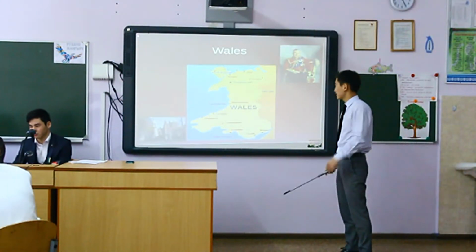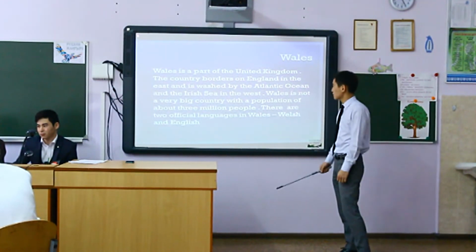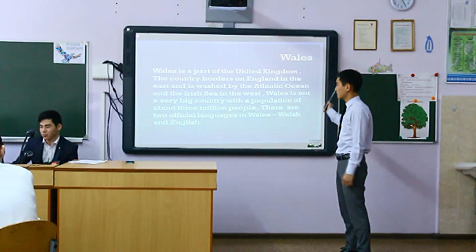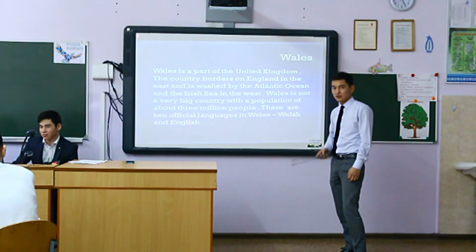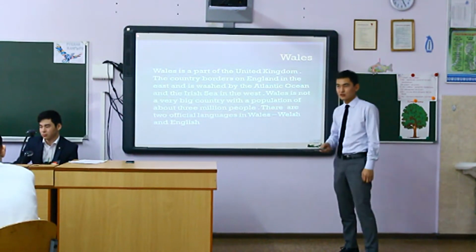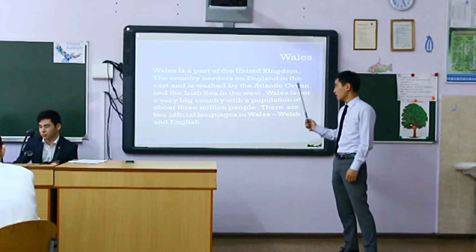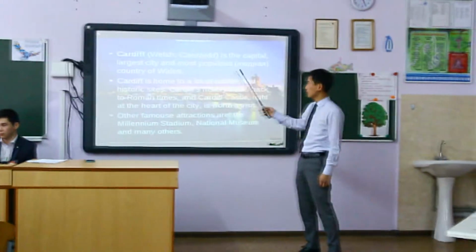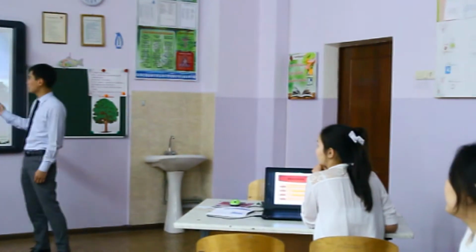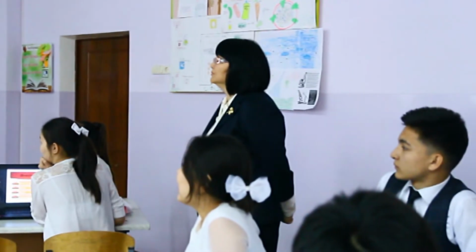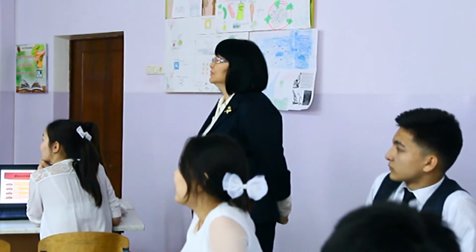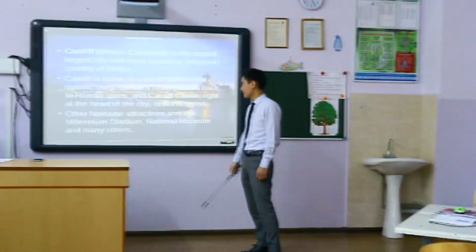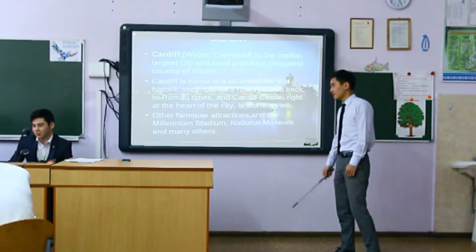This map, Wales. Wales is a part of the United Kingdom. The country borders England in the east and is washed by the Atlantic Ocean and the Irish Sea in the west. Wales is not a very big country, with a population of about 3 million people. There are two official languages in Wales, Welsh and English. Cardiff is the largest city and the most populous city of Wales. Cardiff is home to a lot of castles and historic sites. Cardiff's history dates back to Roman times, and Cardiff Castle, right at the heart of the city, is worth a visit.